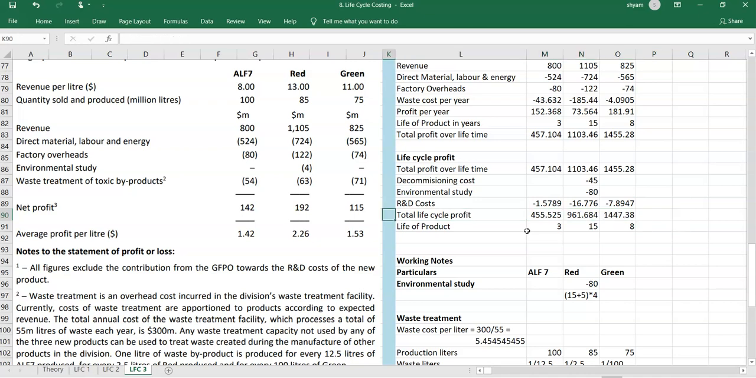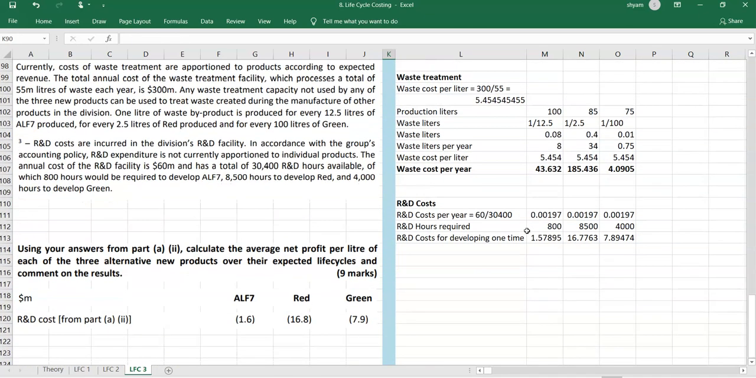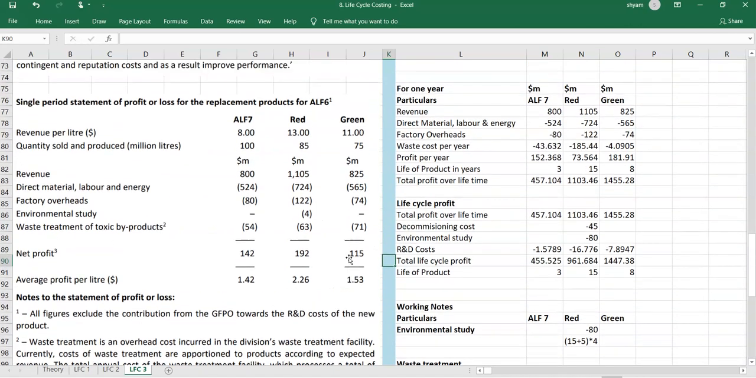But what he requires is to calculate the average net profit per liter of each of the three alternatives over their expected life cycle. Okay, so he doesn't want just the total life cycle profit. He wants over its lifetime. Okay, what would be the implication?